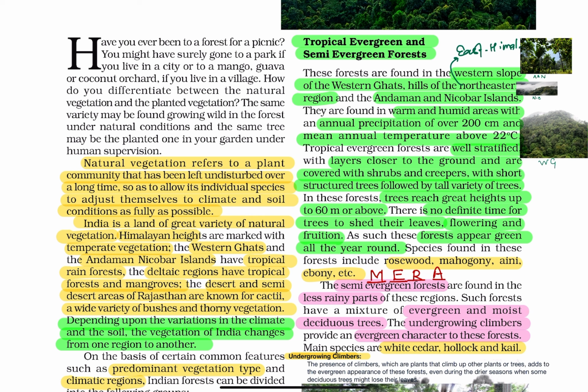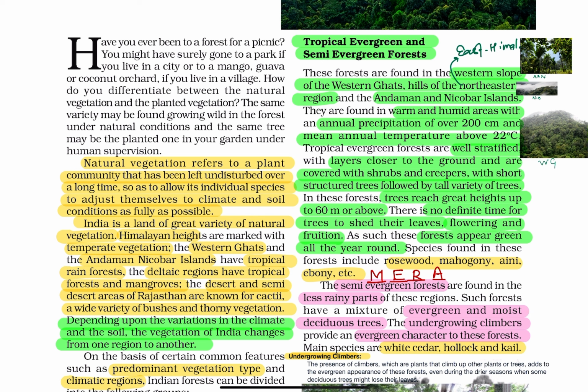So that's why it's very important that we need to know the location, we need to know the temperature and precipitation they are living in, we need to know the kind of characteristics of these types of forests, that they have the short trees followed by the tall trees. They are well stratified, the layers which are closer to the ground are covered with shrubs and creepers, right?